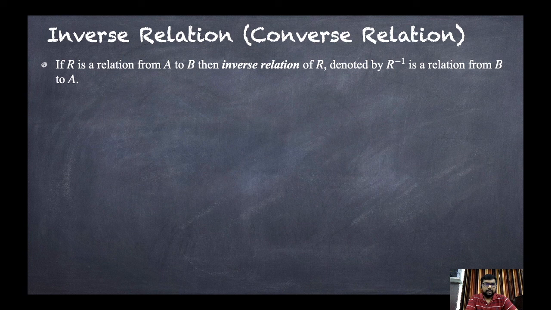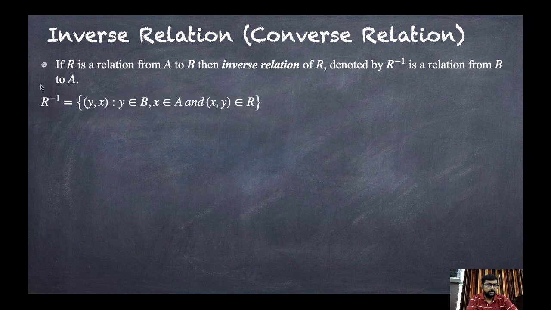If capital R is a relation from capital A to capital B, where we know that A is the left set and B is the right set, then the inverse relation of the relation R is denoted by R inverse, and it is a relation from B to A. Whenever the given relation is from A to B, then its inverse relation will be from B to A.